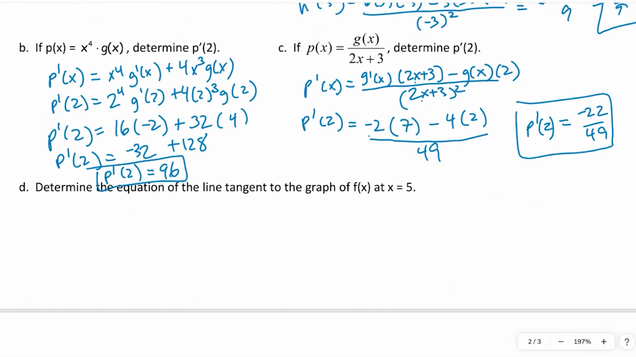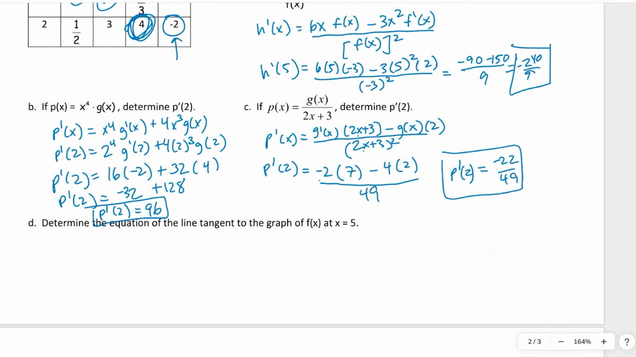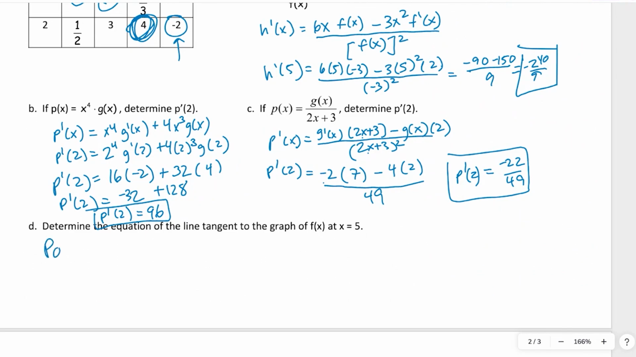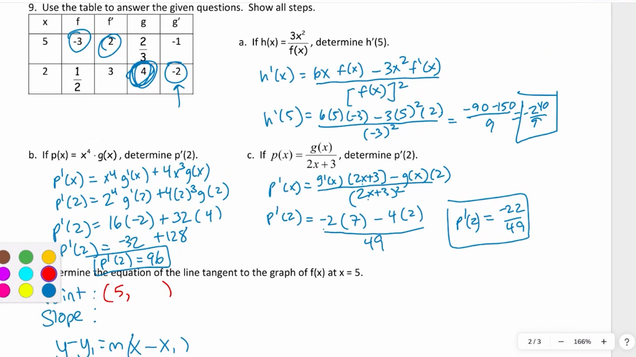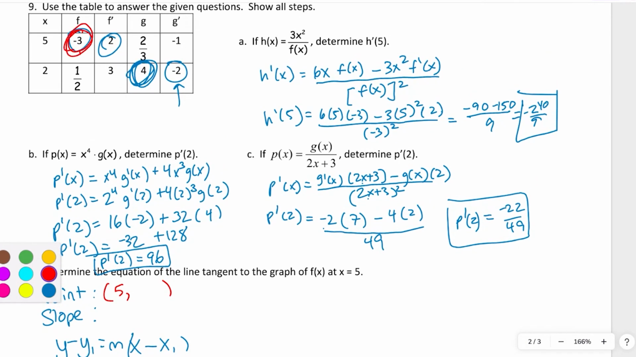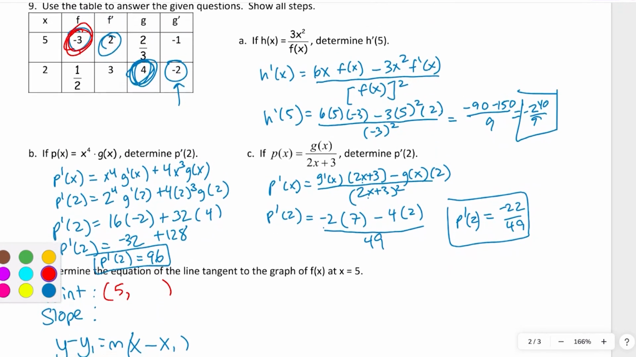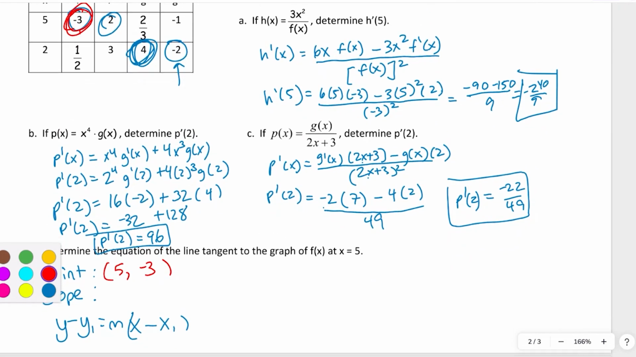Letter D says determine the equation of the line tangent to the graph of f of x at x equals 5. Okay, so right away I'm writing down my point, my slope, and my format, y minus y1 equals m times x minus x1. So let's find our point and our slope. To first find the point, we have our x is 5, so we know that's going to be the x coordinate. This y value is going to be f of 5. So we're going to have to go back up and find f of 5, which you can see is negative 3. So that's our y coordinate.